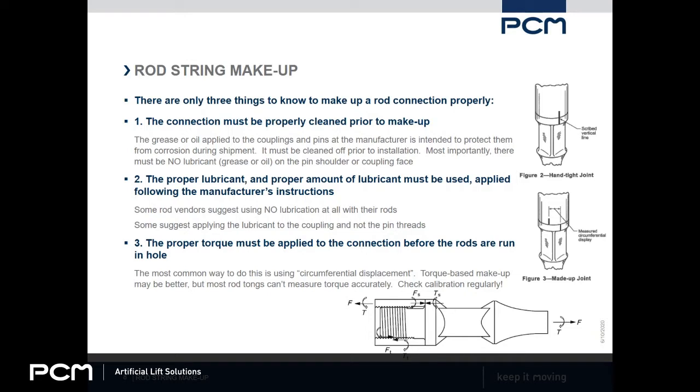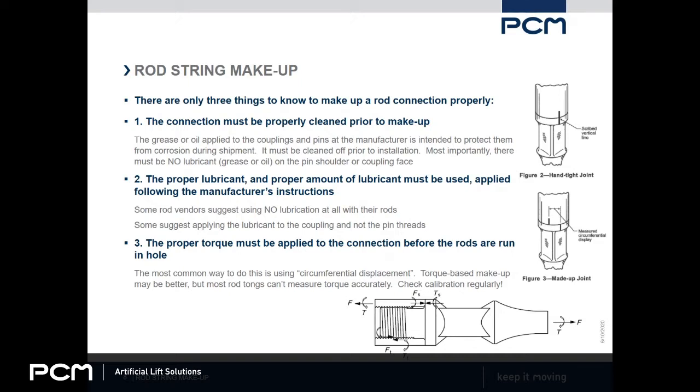So how do we do that? If you remember high school physics classes, when we talked about friction, they'd say there are 2 things that friction depends on: the contact force between the 2 surfaces and the coefficient of friction. So we want to increase the contact force and reduce the coefficient of friction to get as much friction as we can there to increase our torque capacity. So to do that, 3 things. First, the connection must be properly cleaned.